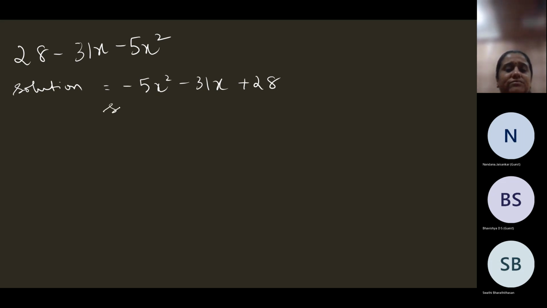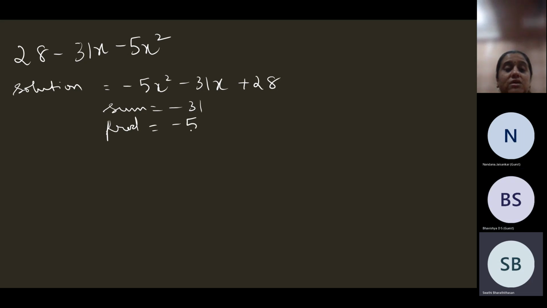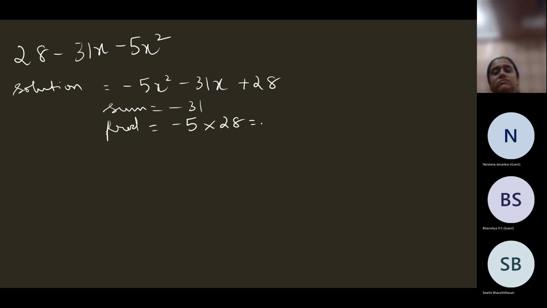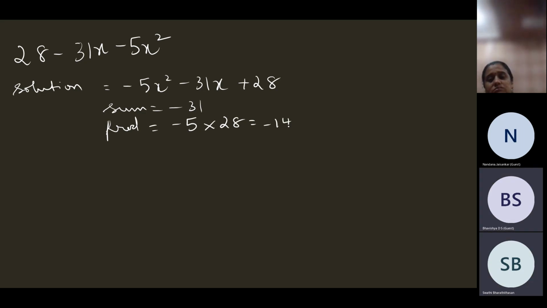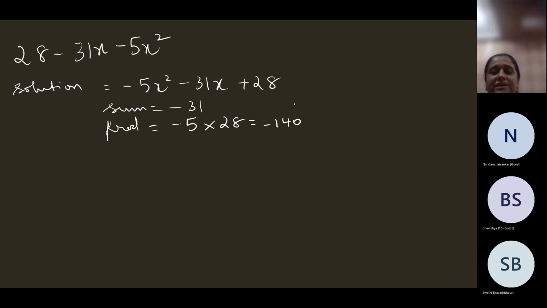What's the sum? 31 minus 31, ma'am. Product? 28 into 5, 140, ma'am. 28 into minus 5. Yes, ma'am. 28 into minus 5, minus 140.